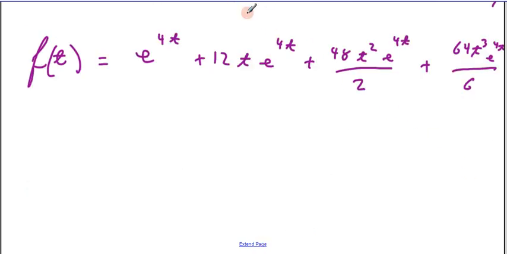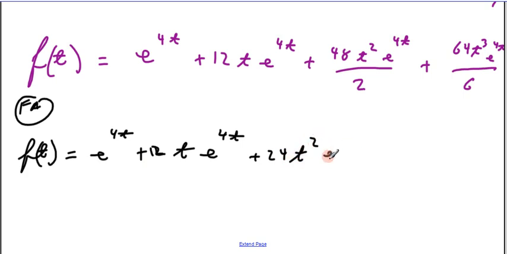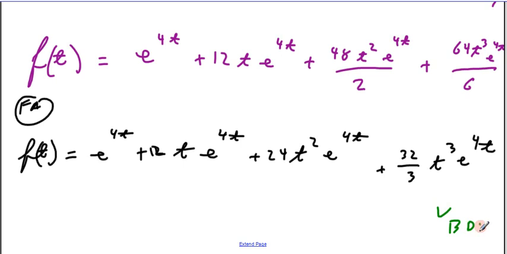Okay, so we'll write it one more time. Final answer, f of t is e to the 4t plus 12t e to the 4t plus 24t squared e to the 4t plus 32 over 3 t cubed e to the 4t, and as luck would have it, that checks at the back of the book.